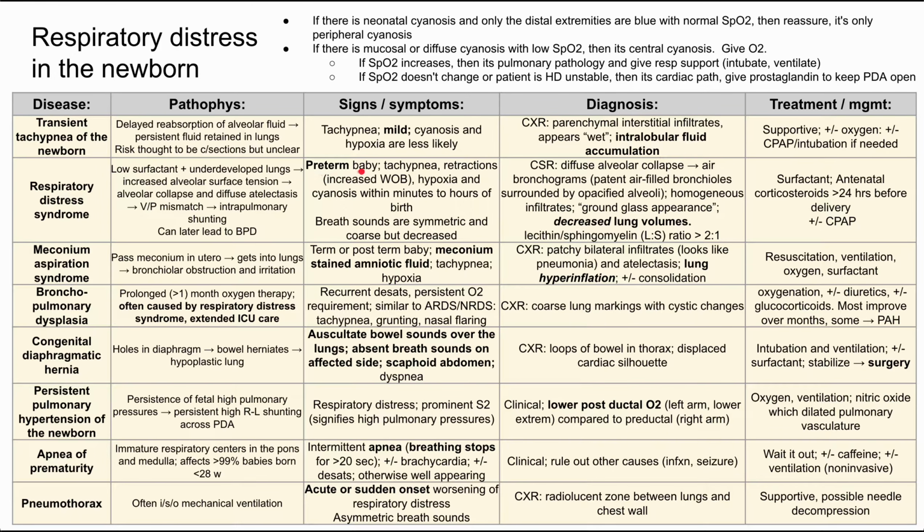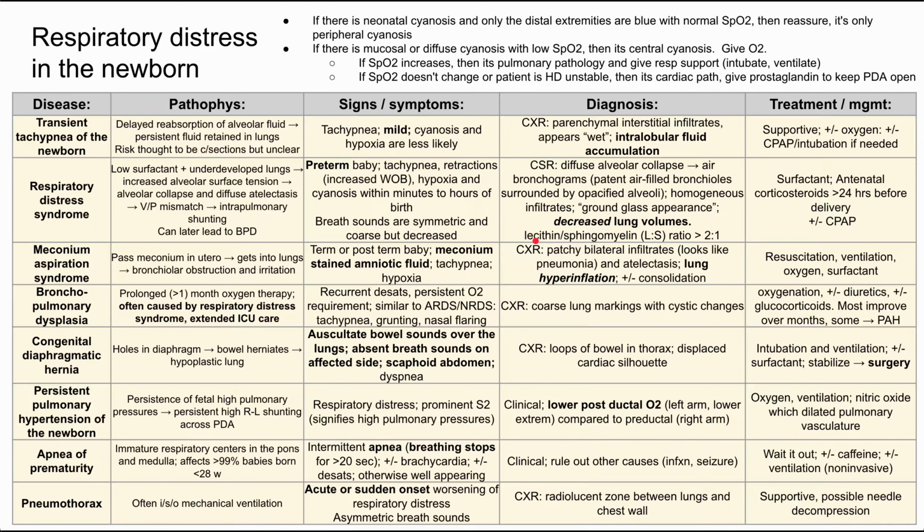The baby will often be preterm, as I mentioned. They'll have tachypnea, they can have retractions and increased work of breathing. They'll be hypoxic and cyanotic within minutes to hours of birth. The breath sounds will be symmetric, and they'll be coarse and decreased. Chest x-ray will show diffuse alveolar collapse. That'll look like air bronchograms, but more characteristically, they'll have that ground glass homogeneous infiltrate appearance. The lungs will also have decreased volumes.